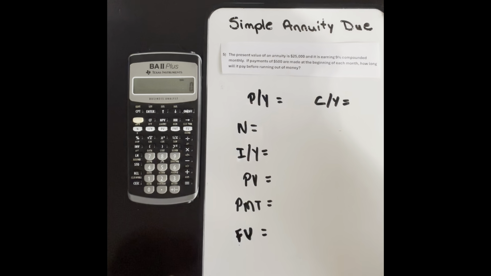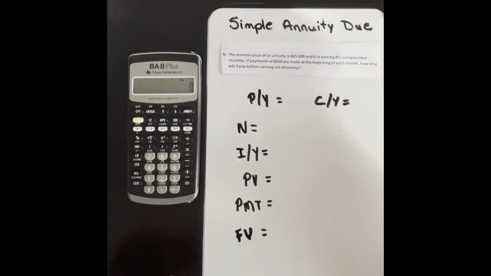Payments are negative 500, and the money's running out, so the future value will be 0. Let's start with payments per year, and let's go back to 12, so 12, enter. Compound periods per year is also 12. We can quit. Let's enter our interest rate. Now let's enter our present value of $25,000.